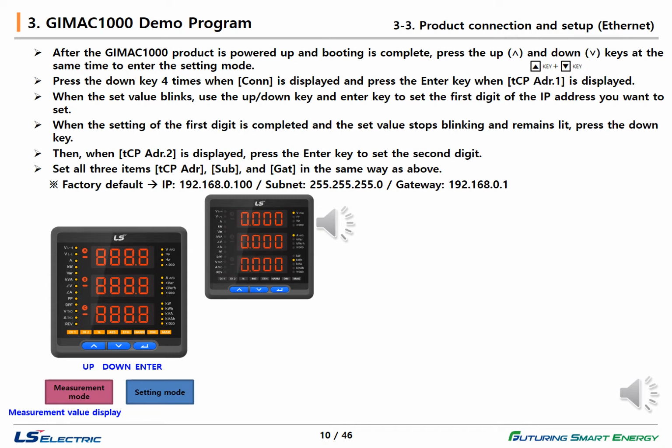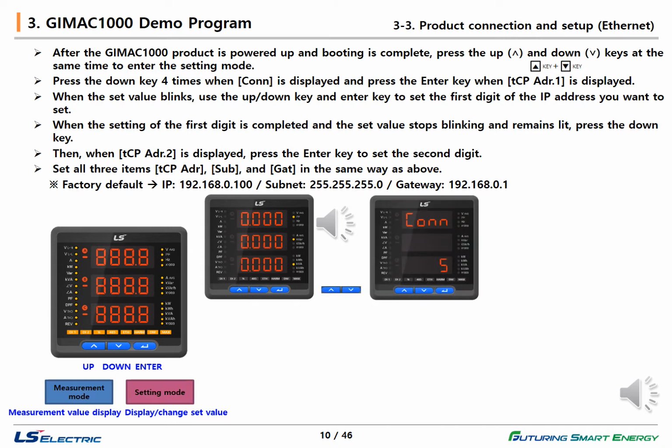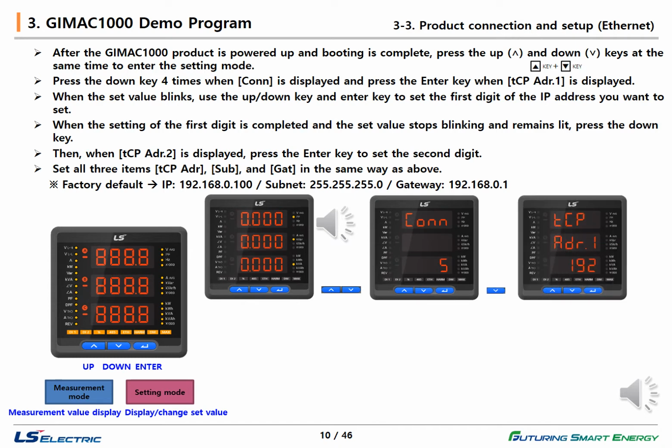In order to check or change the IP address, users should access setting mode to change and save the setting values. Users may access setting mode on any screen by pressing the up and down keys simultaneously. Once in setting mode, users will find the CONE display, which is the setting for the wiring method, and when users press the down key 4 times, TCP ADR1, which sets the first digit of the IP address, appears.